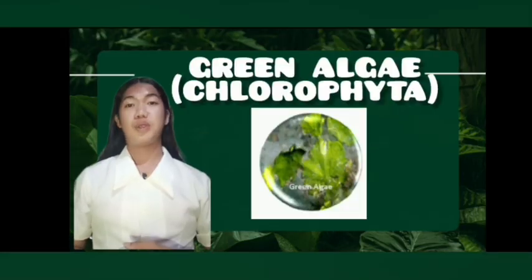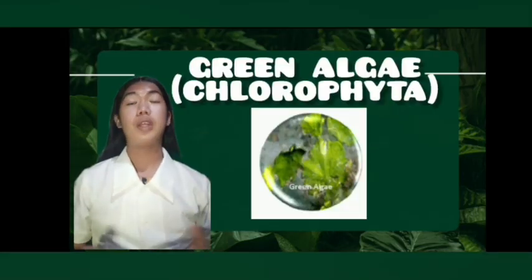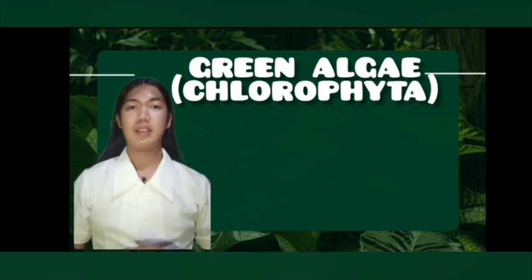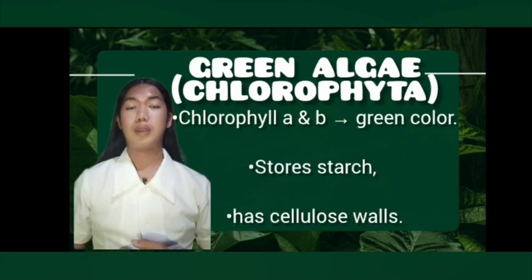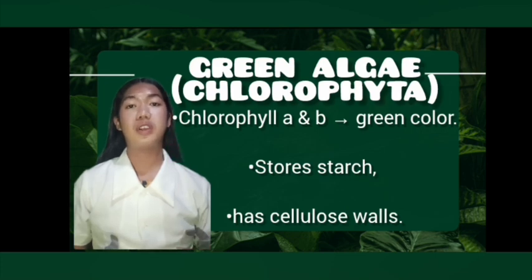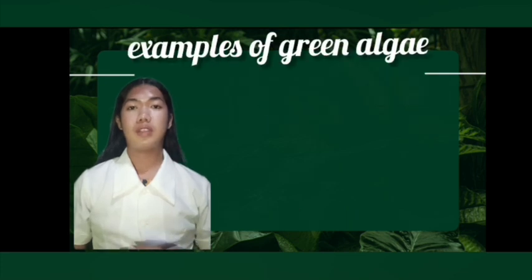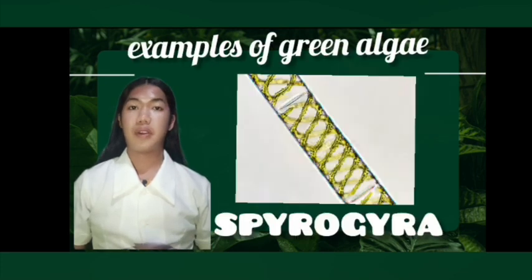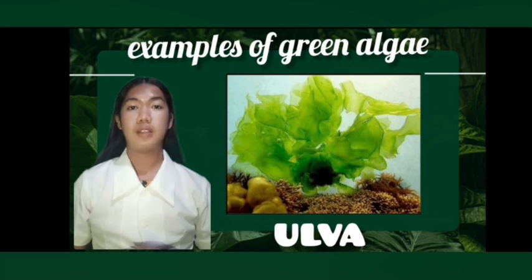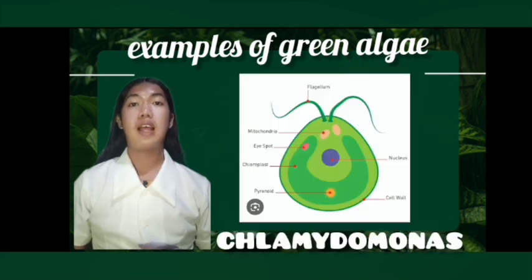So the first one is the green algae, or what we call chlorophyta. Green algae consist of pigments chlorophyll A and chlorophyll B. This is the reason why it has a green color. Green algae store starch as a food material, and their cell wall is cellulose. Examples of this are Spirogyra, Ulva, Volvox, and Chlamydomonas.